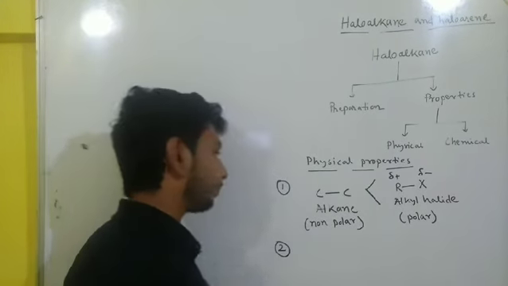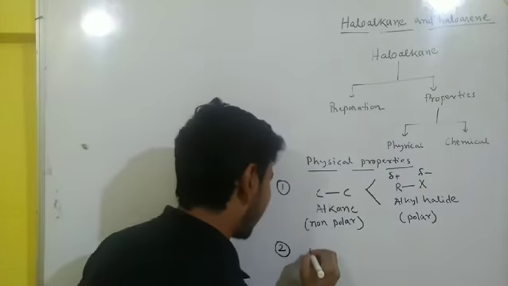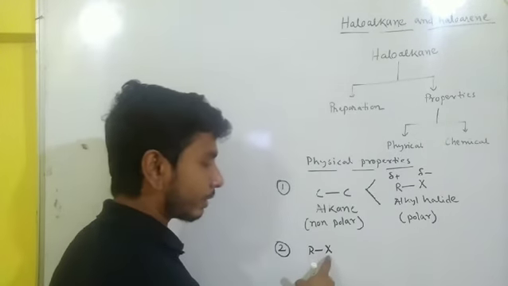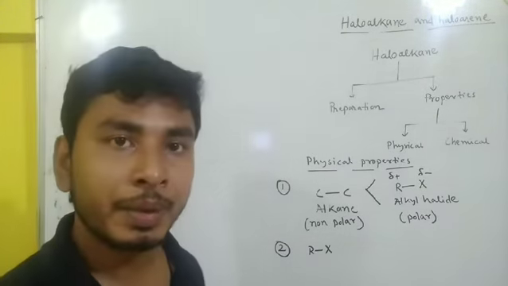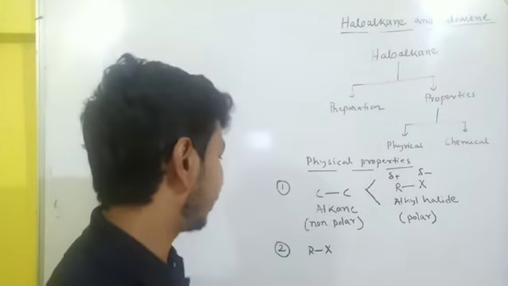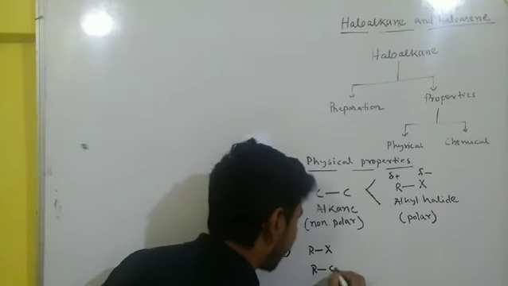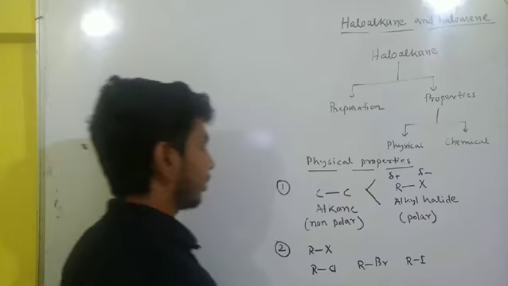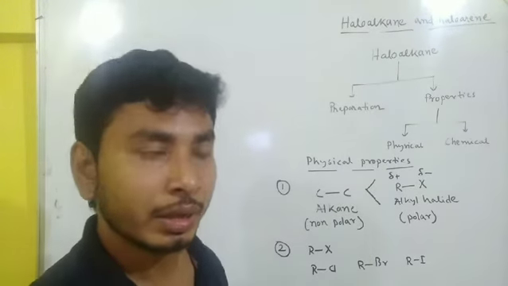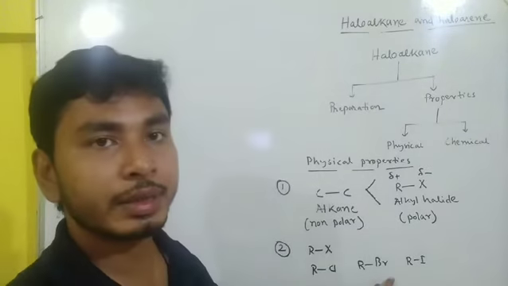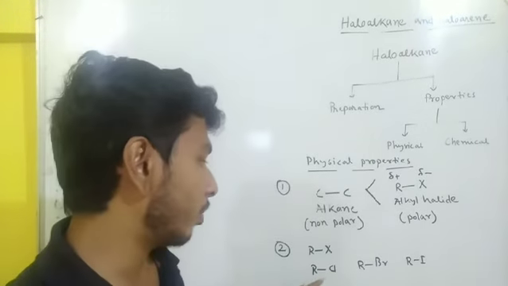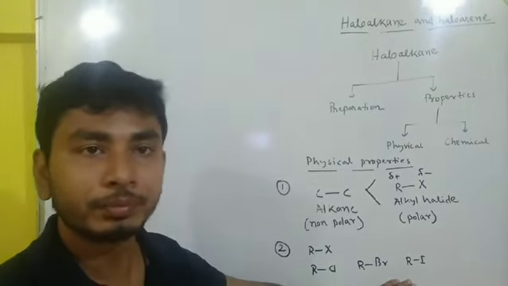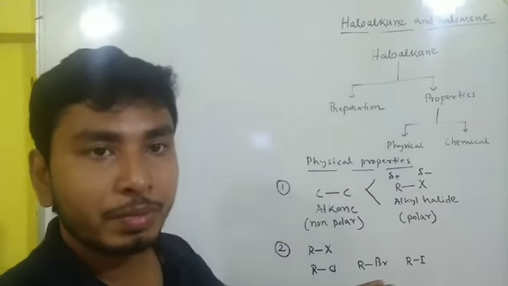Next, number two. If we compare the boiling points of alkyl halide, RX, X is halogen. This halogen may be chlorine, bromine, or iodine. So RCl, RBr, RI. Here the alkyl group is similar, the dissimilarity is in the halogen part. Same alkyl group, the difference is in the halogen part. Now what will be the order of the boiling point?